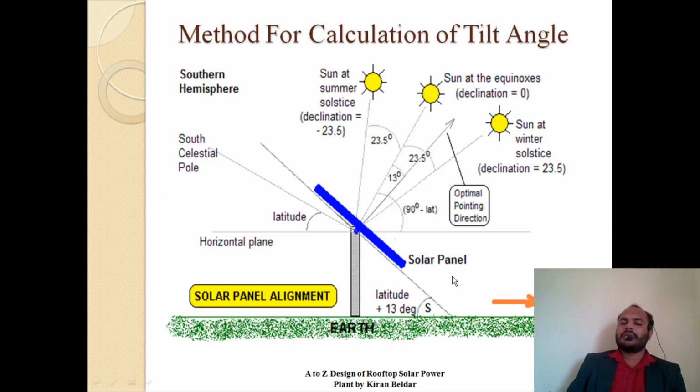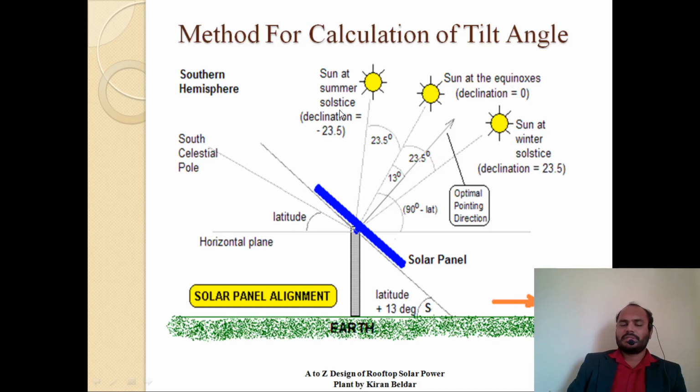A simple diagram has been given. This diagram makes it easy to understand the basic concept in the alignment of a solar system. A solar panel is just inclined. We have to focus on three main parameters. The first parameter: the sun at the summer solstice, where the declination angle is minus 23.5. In the earlier lecture we saw in detail what the declination angle, summer solstice, winter solstice and equinoxes are, so we first focus on this parameter.